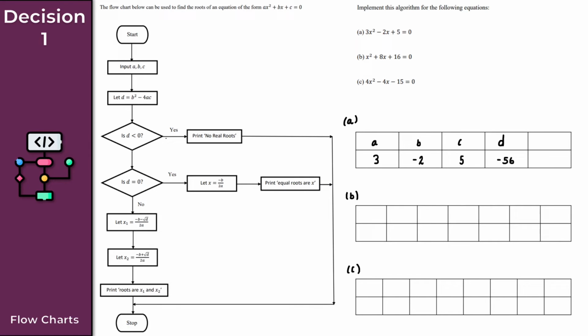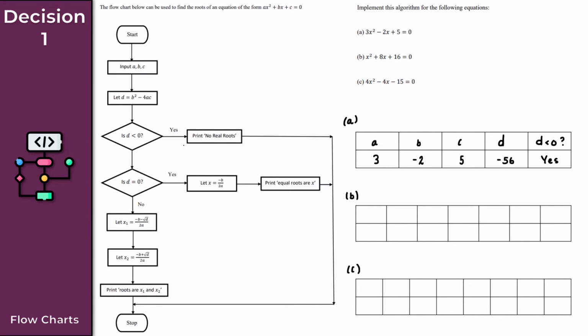We've now got a diamond, so we have to make a decision, right? The question is: is D strictly less than 0? Hopefully that is obvious. We are studying further maths, and I'm hoping that is obvious to all of you. The answer to that is clearly yes, right? Minus 56 is clearly strictly less than 0. So the question is, is D strictly less than 0? Like we just said, the answer to that is yes.